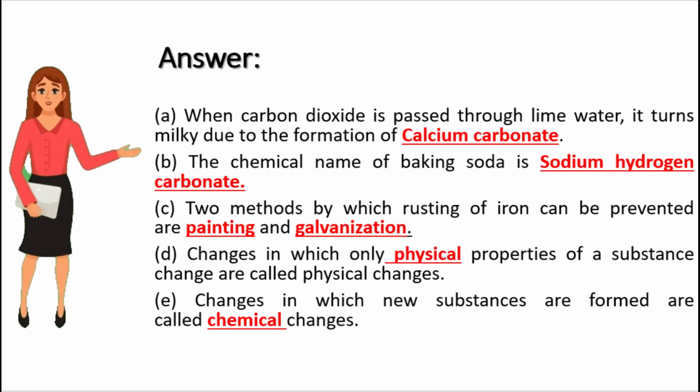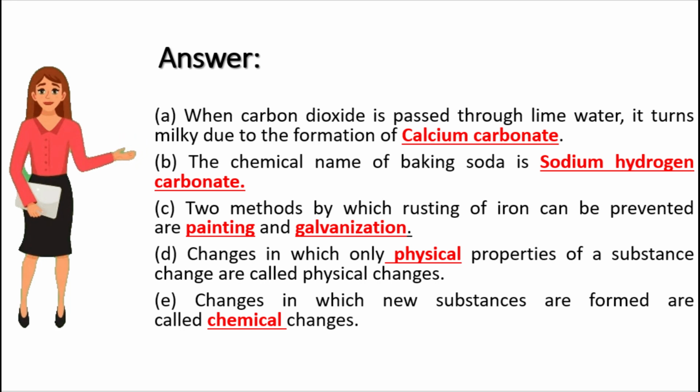Answer. A. When carbon dioxide is passed through lime water, it turns milky due to the formation of calcium carbonate. B. The chemical name of baking soda is sodium hydrogen carbonate. C. Two methods by which rusting of iron can be prevented are painting and galvanization.